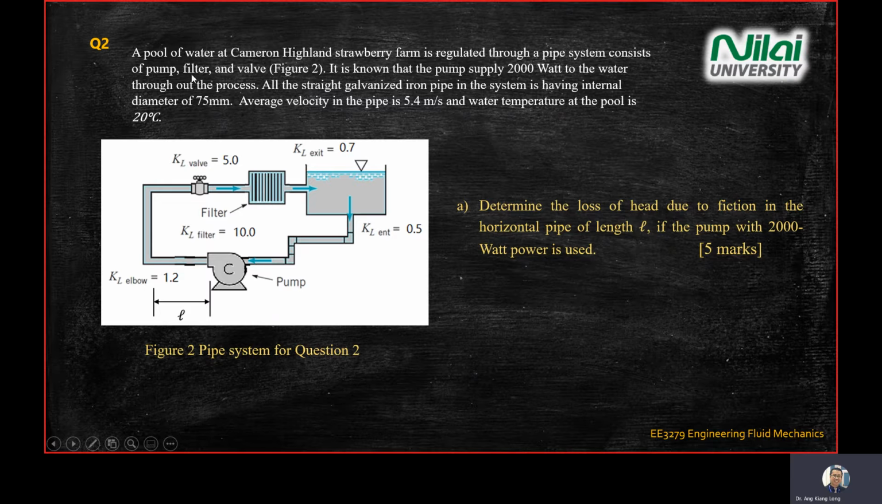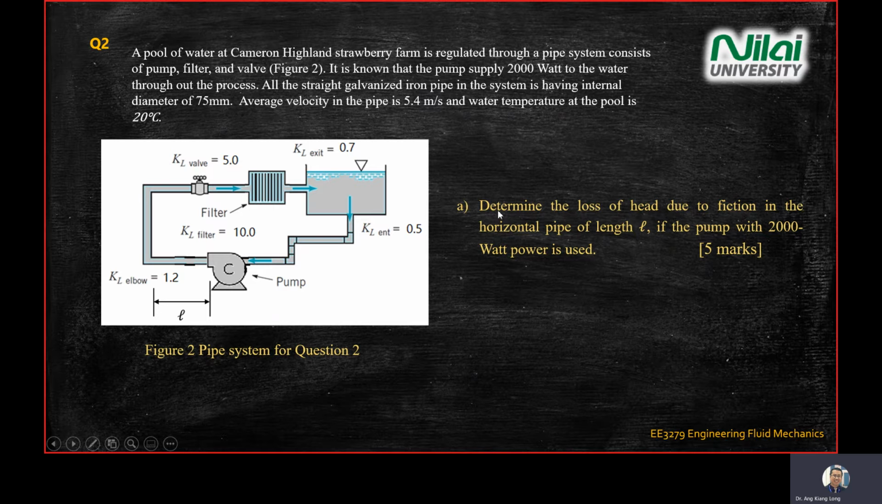So you need to be careful when you answer question 2 because the type of material used here is galvanized iron pipe, and the unit given here is mm. You need to change it into SI unit, in meters. And the temperature of the water here is 20 degrees C. So you need to be careful on all these predefined parameters.